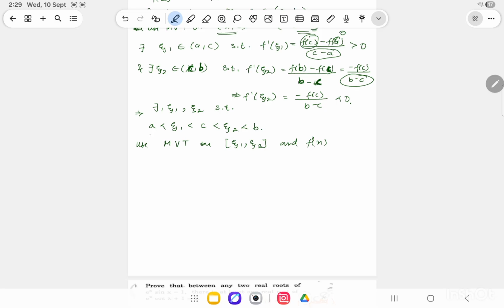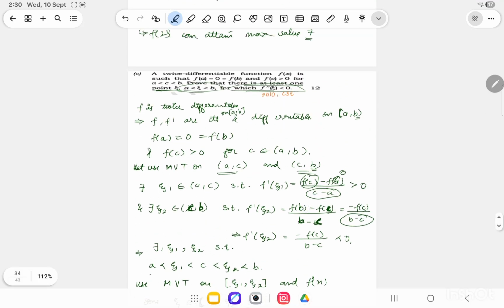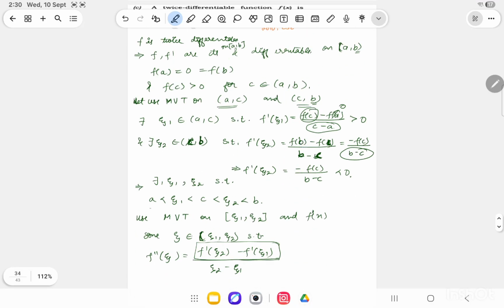So if I use the mean value theorem, then there must exist some ξ belonging to the open interval (ξ1, ξ2) such that f''(ξ) must be equal to (f'(ξ2) minus f'(ξ1)) divided by (ξ2 minus ξ1). You can see that ξ2 minus ξ1 is a positive term, so we are supposed to check the sign of the numerator to conclude that f''(ξ) is less than 0.